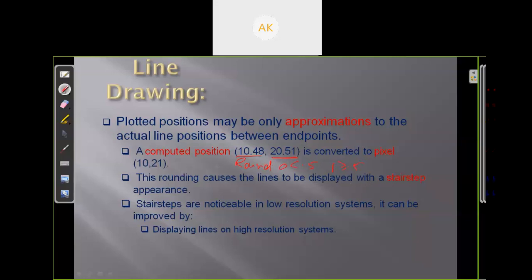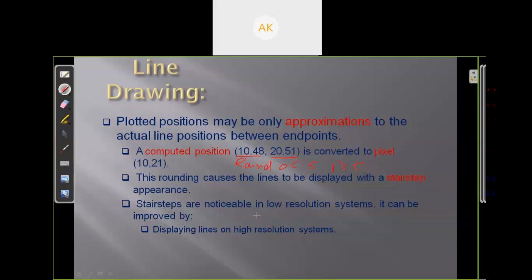When you randomize this approximation value, your line can have a stair-step or zigzag appearance. What is the meaning of stair steps? When you apply this approximation, you will get a stair-step appearance of a line. You will see this in the next slide.